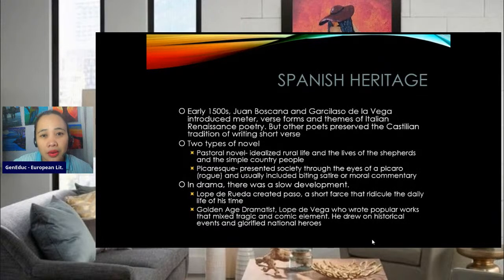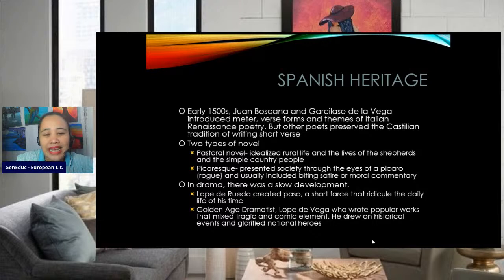Now, let's have Spanish heritage. In the early 1500s, Juan Boscán and Garcilaso de la Vega introduced the meter, verse forms, and themes of Italian Renaissance poetry, but other poets preserved the Castilian tradition of writing short verse. There are two types of novel under the Spanish heritage: the pastoral novel and the Picaresque. What's the pastoral novel? It idealized rural life and the lives of the shepherds and the simple country people.